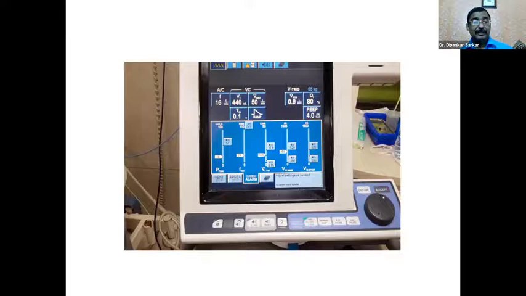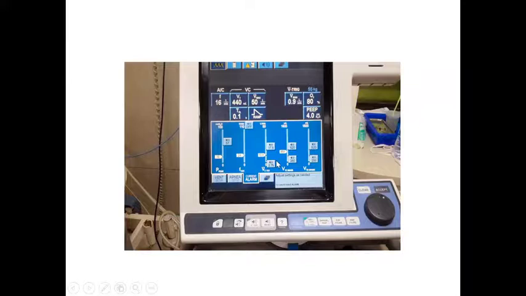So, this is the alarm. If the alarm goes on, you press the alarm button and see which one is going red and take care of that.